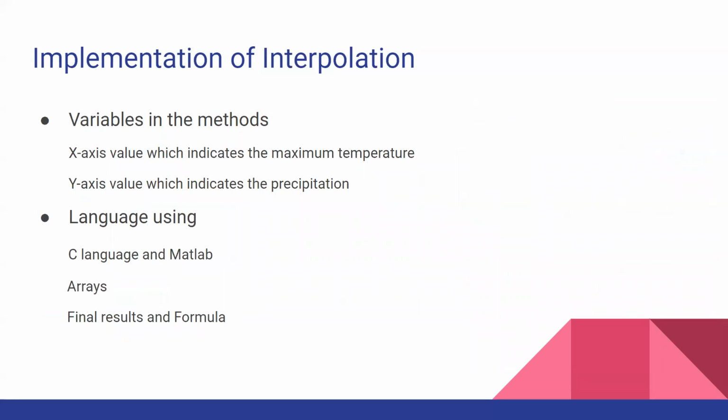Okay, so I did the interpolation part, and the variables I used in methods are the x-axis value, which indicates the maximum temperature, and the y-axis value, which indicates the precipitation. For these two methods I used the C language and MATLAB, and I used several arrays to get the final results and the formulas for the linear interpolation and the quadratic interpolation.